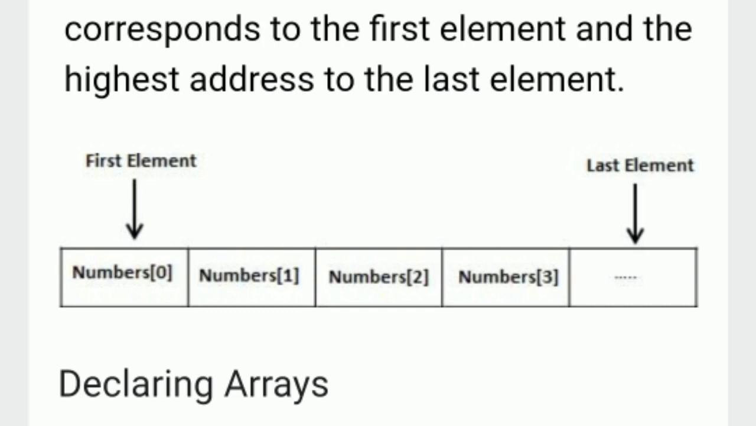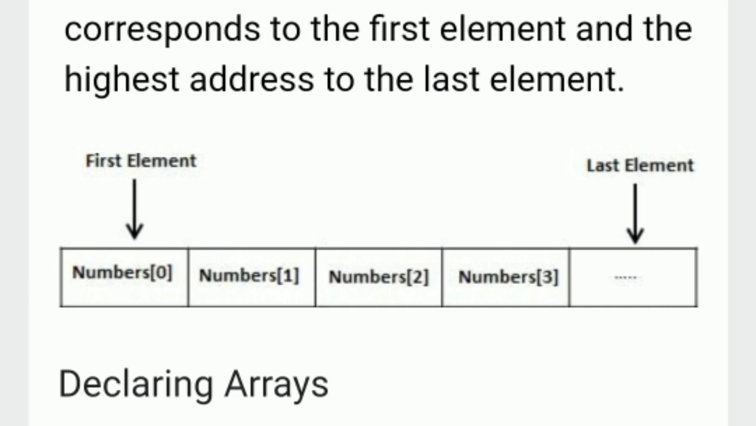The number of values between braces cannot be larger than the number of elements that we declare for the array between square brackets. If you omit the size of the array, an array just big enough to hold the initialization is created. Therefore you can write it your own way.